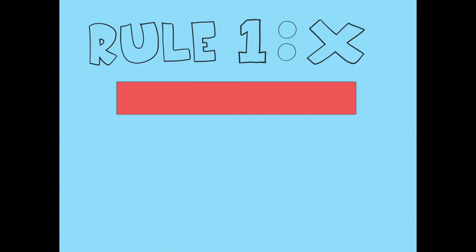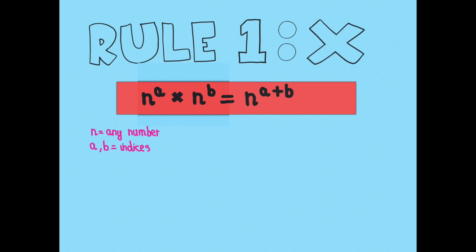Rule 1. Multiplication. n to the power of a multiplied by n to the power of b equals n to the power of a plus b. n can have the value of any number. The mathematical term for n is the base. a and b are the indices. They both have different values.